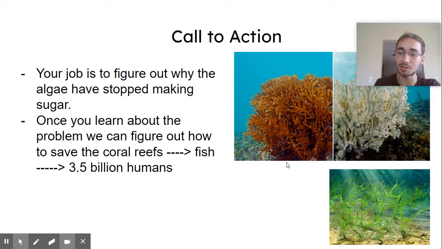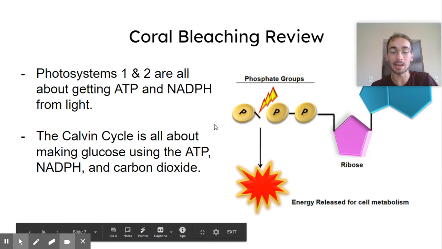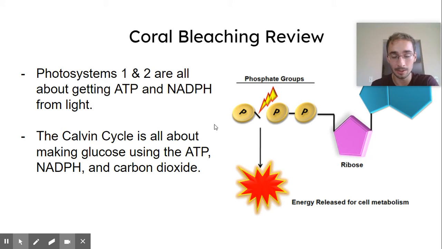Today we're finally going to finish our coral investigation and figure out why the coral are dying, why the algae aren't making sugar. And just a reminder, what you should understand by now is that photosystems 1 and 2 are all about getting ATP and NADPH from light. Chemical energy is ATP. And then the Calvin cycle is the second part of photosynthesis. It's all about making glucose using ATP, NADPH, and then carbon dioxide. So the Calvin cycle uses energy from the photosystems to actually make the glucose. So that's how it works. You should know that already.